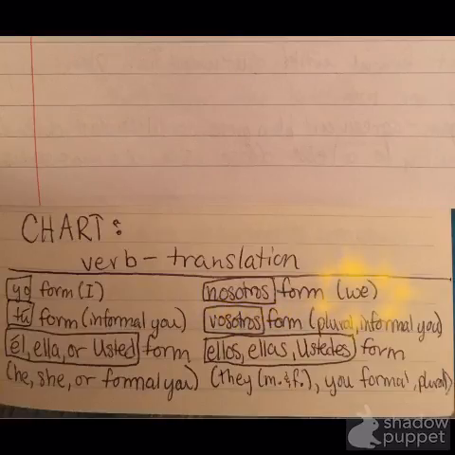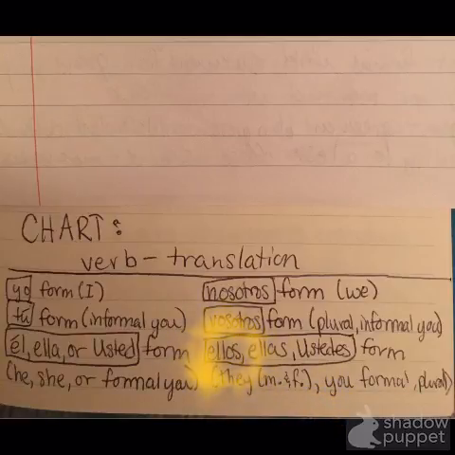Nosotros is we. Vosotros is the plural informal you, so like you all, but informally, so in the South we would say y'all. Ellos and ellas, those are both they. These are for when you're referring to a masculine group of people, or a mostly masculine group of people, or any group of people that has a male in it. Ellas is only used when all the people there are female.